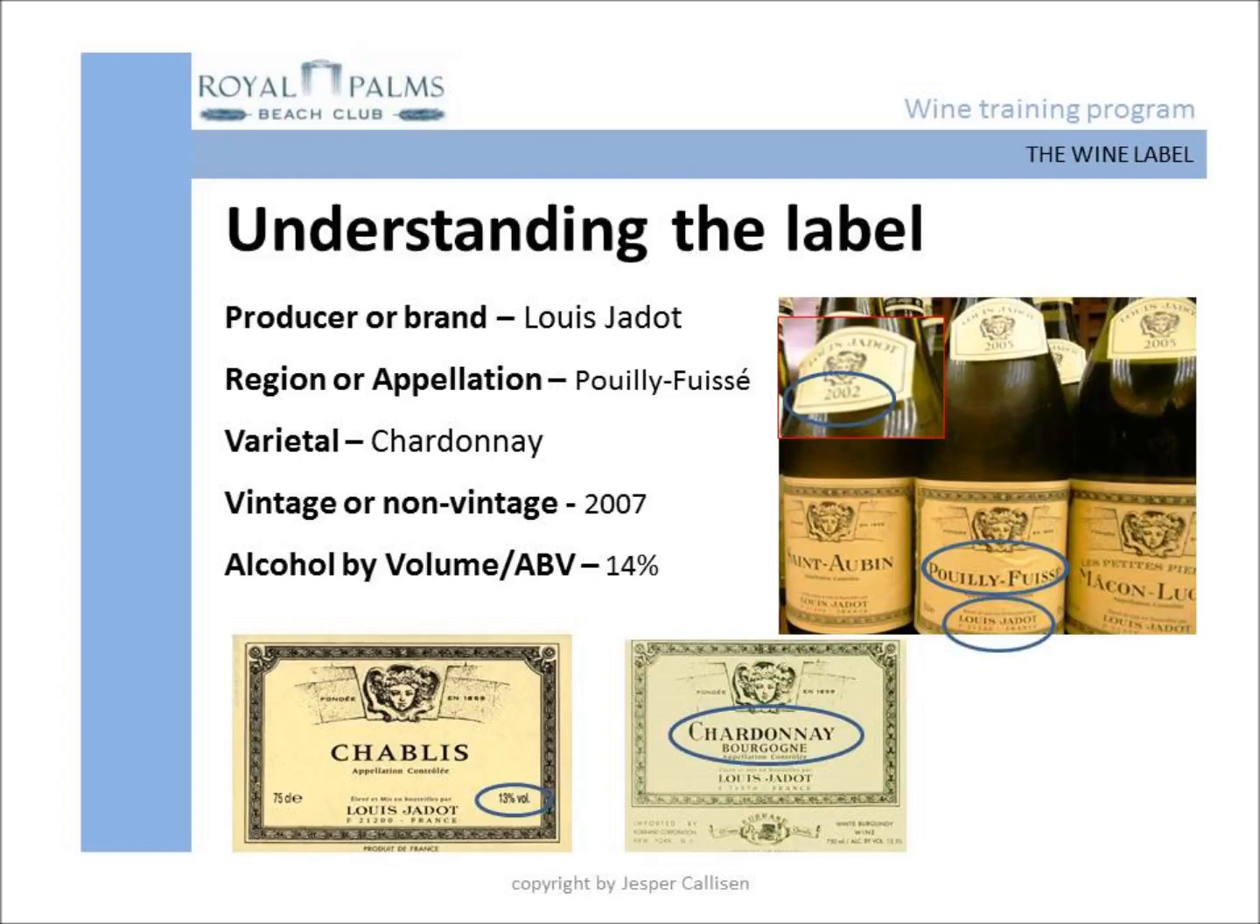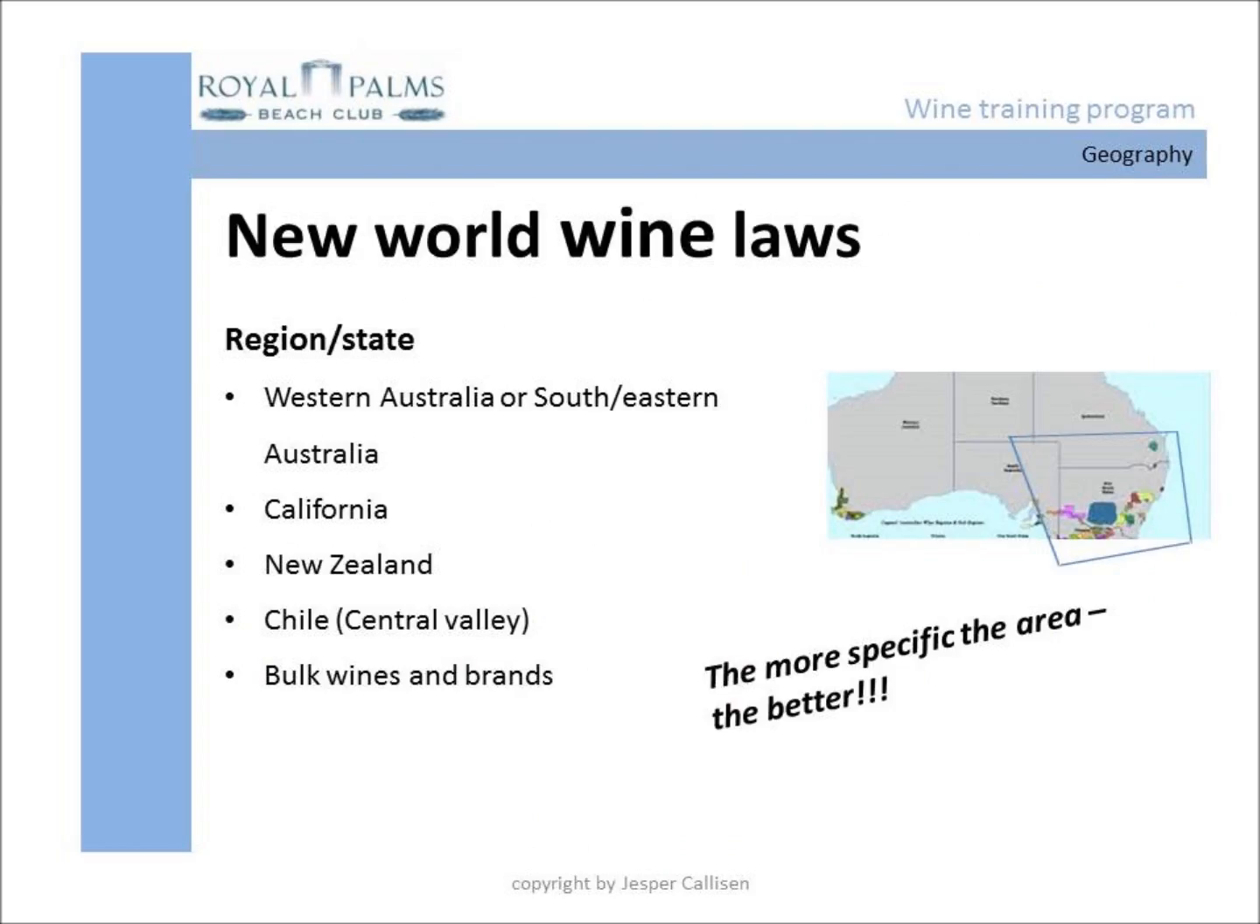The label may also state if the wine has undergone MLF, has aged in new oak barrels or stainless steel tanks. Some producers choose to explain everything about the wine on the label. Others hardly tell you anything about the wine-making techniques. In the New World, laws are slightly different, or let's say more friendly towards the individual winemaker's wishes. However, the golden rule still stands. The more specific the area, in general, the better the quality.